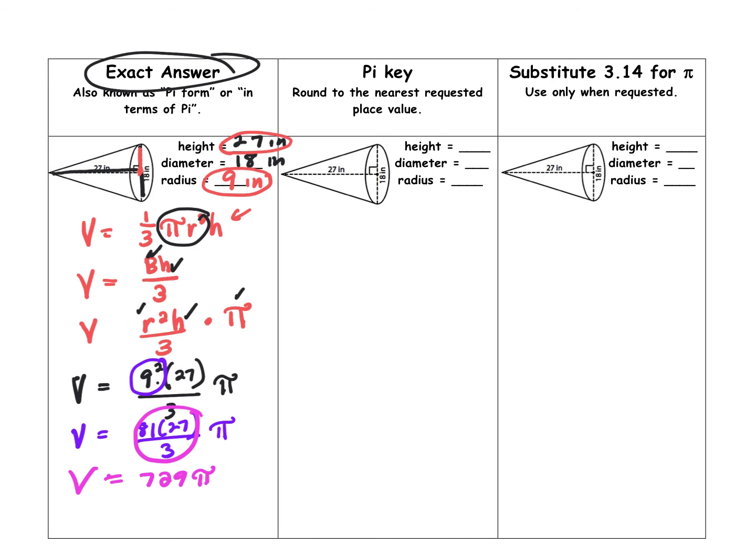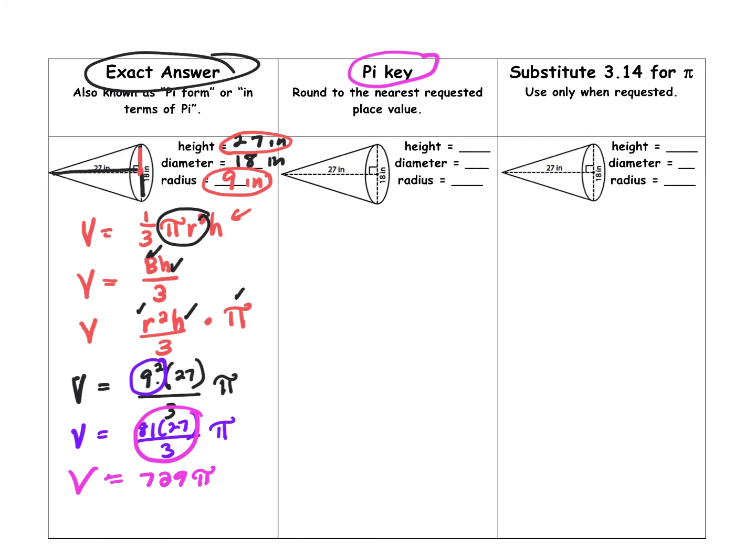So the good news, if we're going to continue and use the pi key, we have all the information we need. We just press 729 times pi and then round to the requested place. Now if we're going to work with this, the difference would be we get to replace pi with 3.14. And once again, I tend to leave that for the last step, because we could use 729 times 3.14.